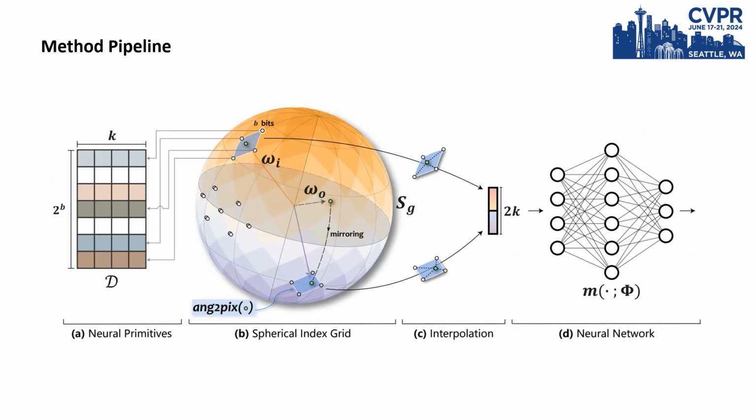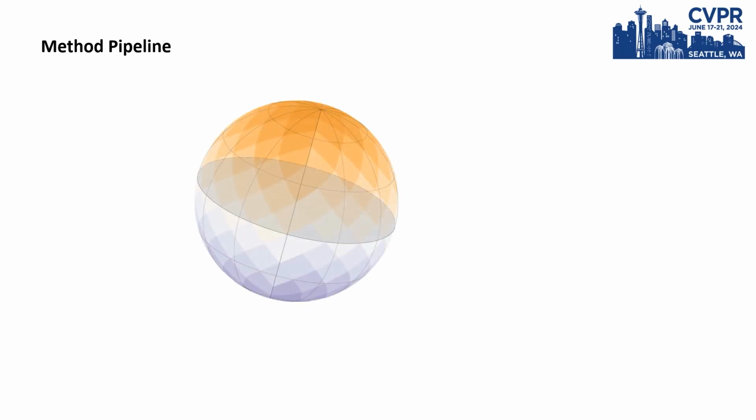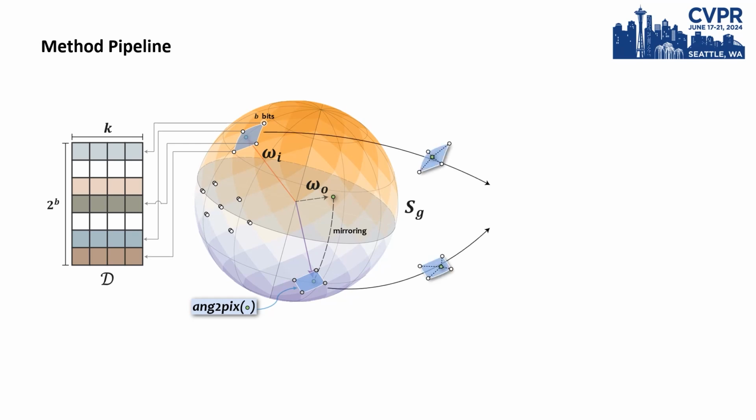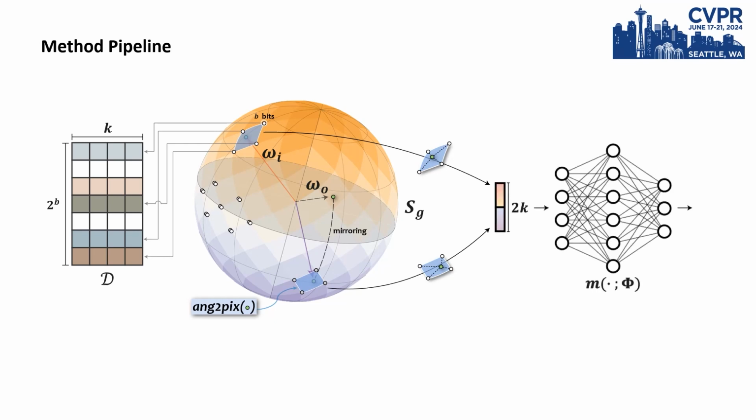Next, I am going to introduce the full pipeline. The sphere is parameterized with HEALPix. Given the incident direction and outgoing direction, we find the surrounding pixels independently on a spherical index grid. For all resulting corner indices, we look up the corresponding k-dimensional neural primitive from the codebook, which are interpolated according to the relative position within the respective curvilinear quadrilateral pixels. Finally, a tiny MLP takes the concatenated features and outputs the final bidirectional reflectance value.